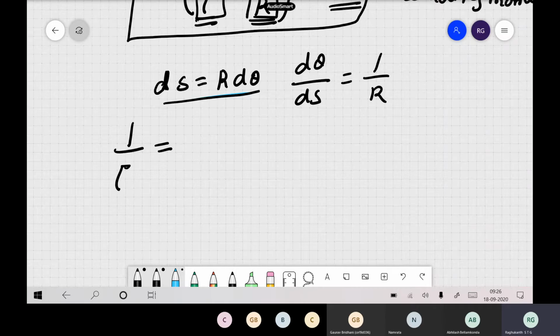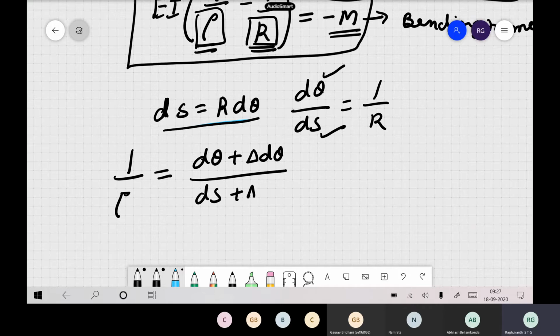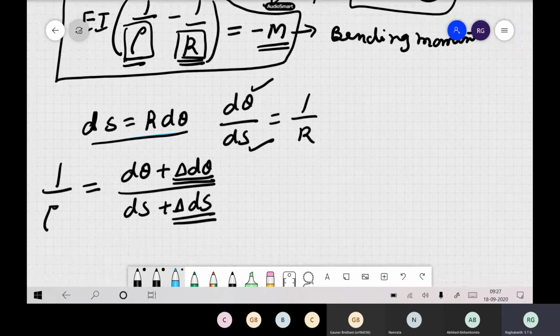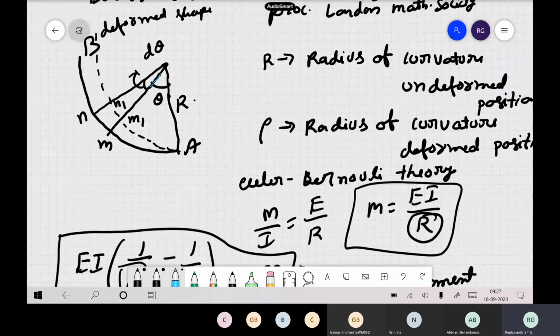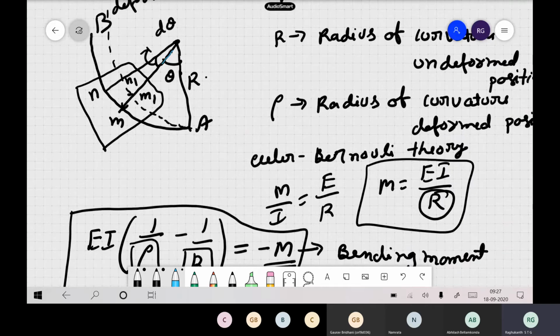Now in the deformed shape, theta has also changed, and s has also changed. So we write this expression as d theta plus some correction factors, by ds plus delta times ds. Now we have to find out what these extra things are which have to be added in the deformed position. If you take that small element MN and zoom up, this point M has been moved by some w.